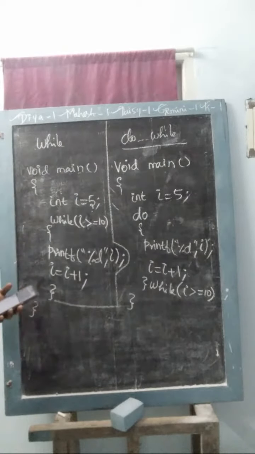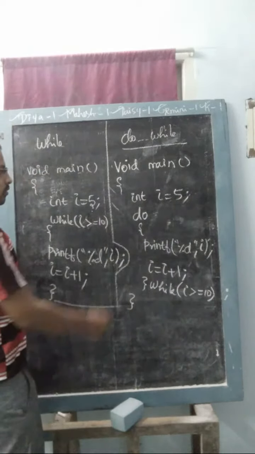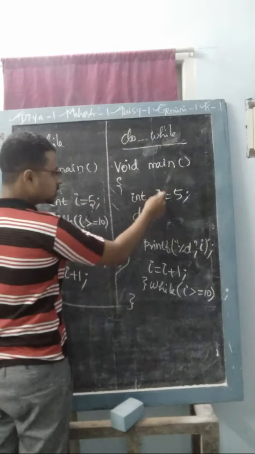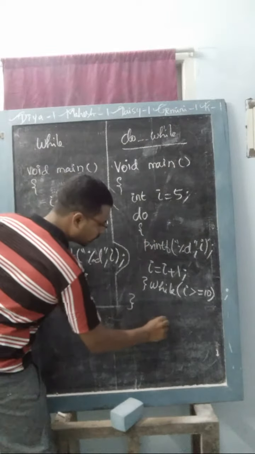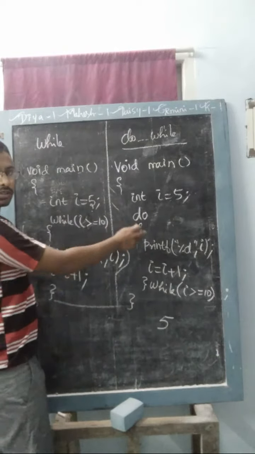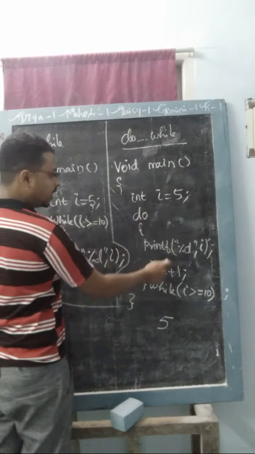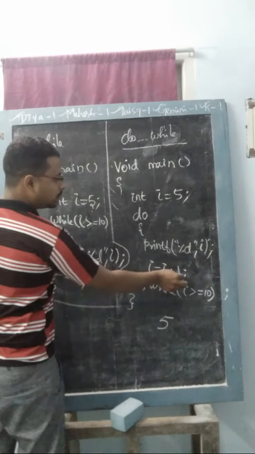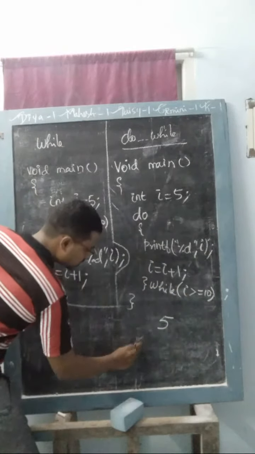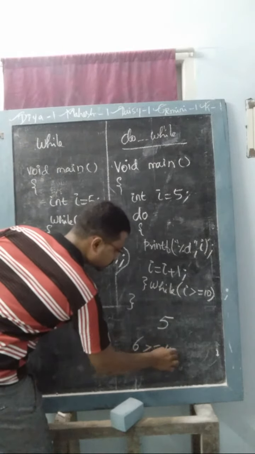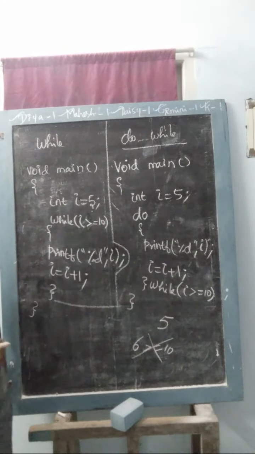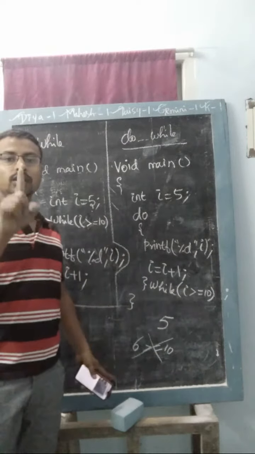Because the I value is 5. What should the do while loop do? First, the I value will be printed, 5 will be printed. The answer for this program is 5. And then the I value will be updated, that is 6. The condition will be checked: 6 greater than or equal to 10. The condition is false. Even though the condition is false, it executes one time.